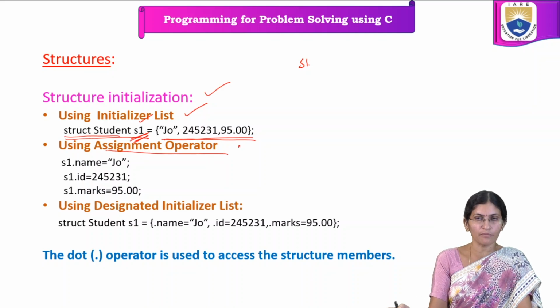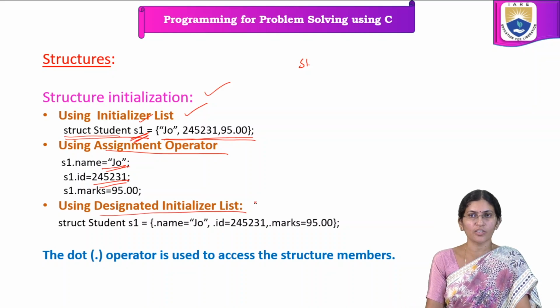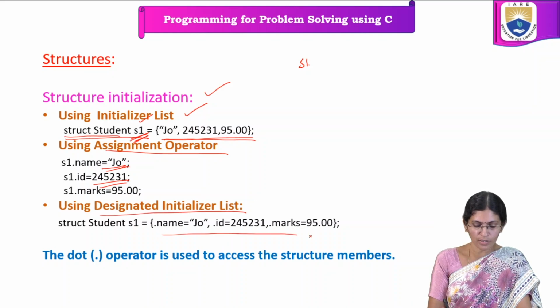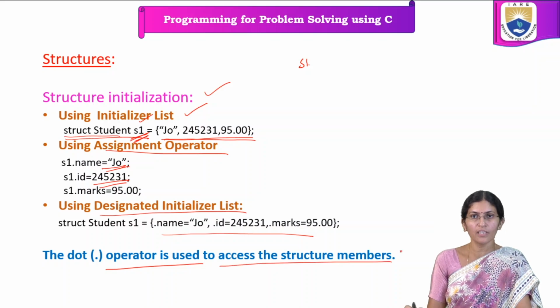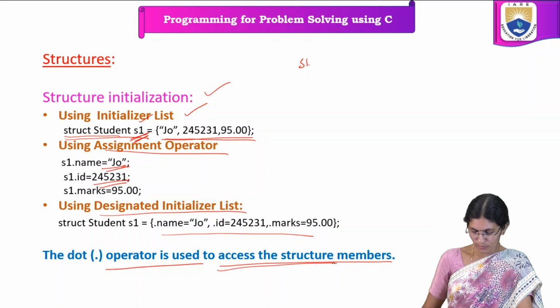Next is using the assignment operator. By using the assignment operator, we can assign values to each member of the structure. The other one is using a designated initializer list. Here order is not important. We can assign values to the structure members in any order. The dot operator is used to access the structure members.